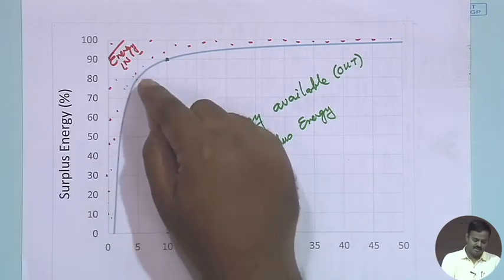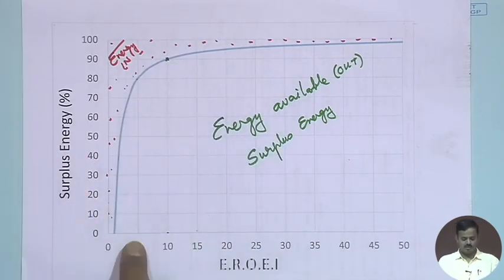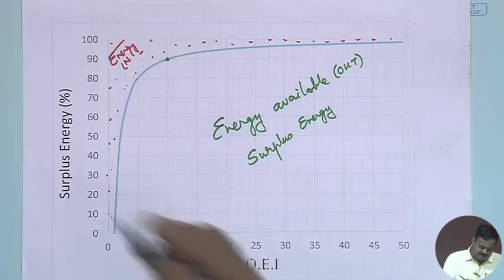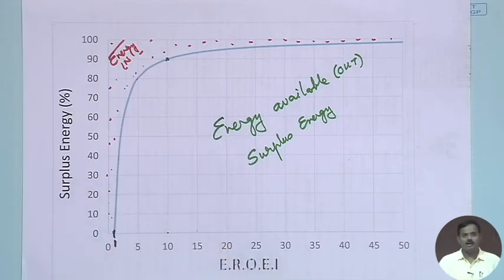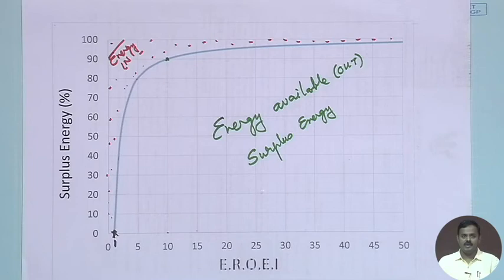What it means is, beyond, let us say, 5, if we go a little towards the left, towards the lower numbers, most of the energy that is produced is lost, until we reach this value, which is equal to 1. What does 1 mean? That whatever we get is used up for producing that energy. So, there the surplus energy available hits 0 at the value of EROEI equal to 1. Their energy out is equal to energy in. So, that is the point.